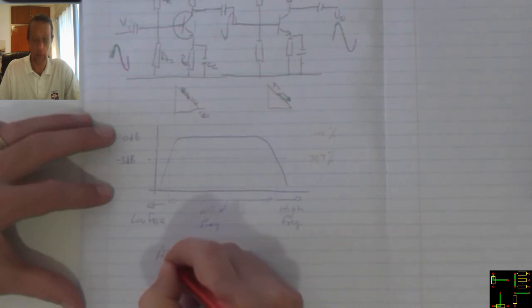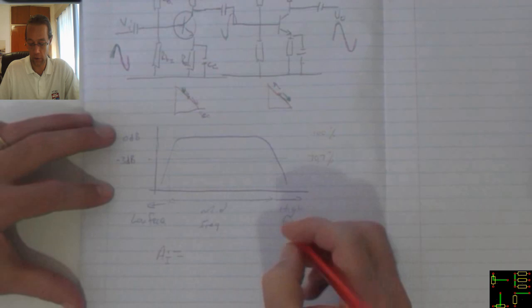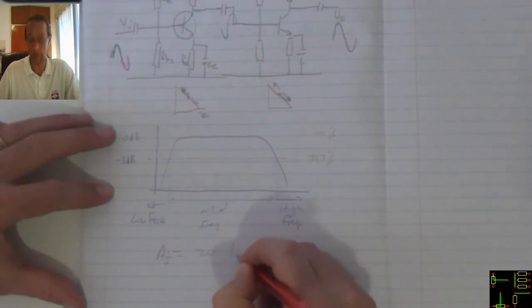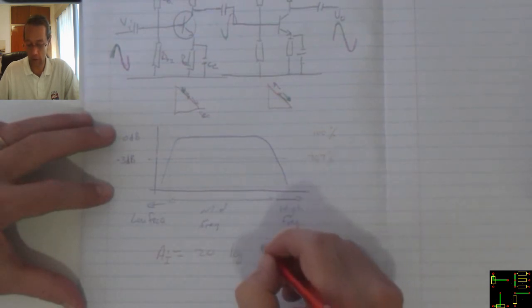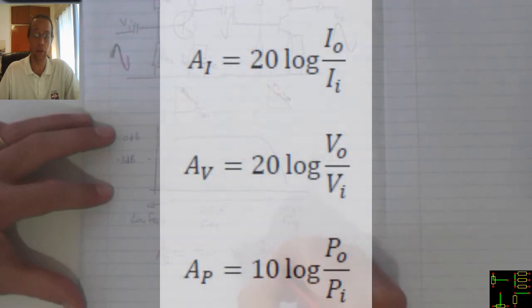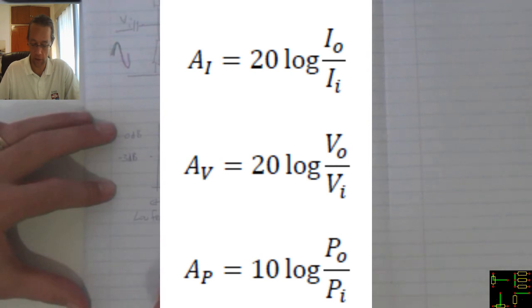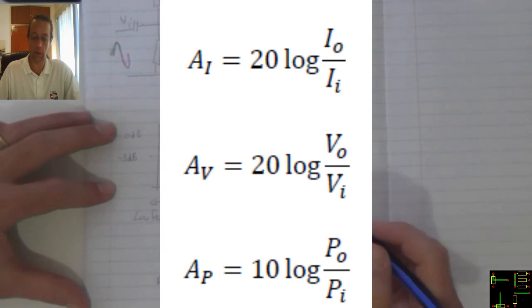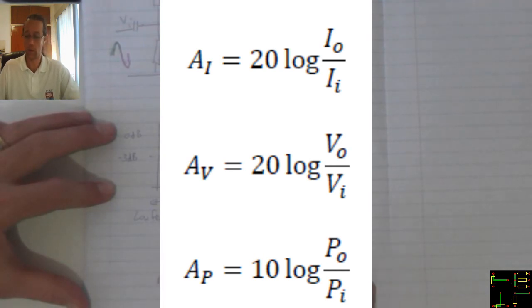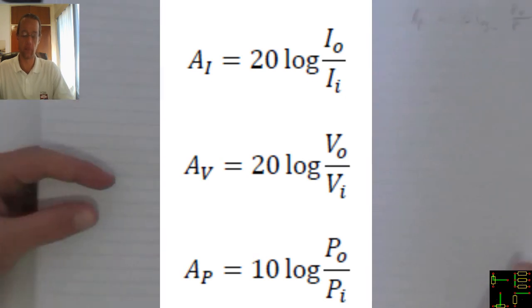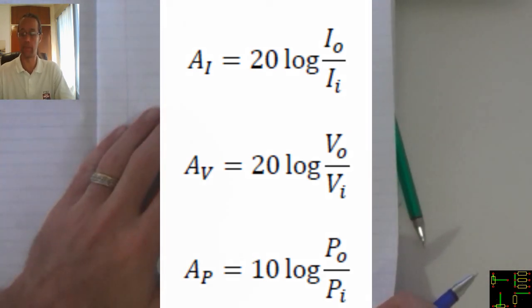then I say 20 log base 10 of output current over input current. I can use the same formula to calculate my voltage gain, 20 log of output voltage divided by input voltage, and then to calculate the power we can use that formula again.